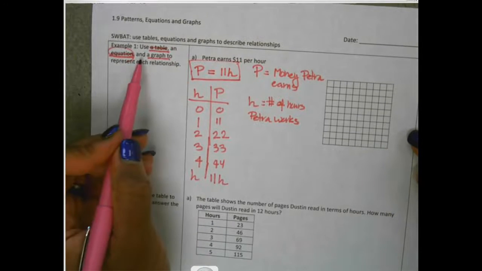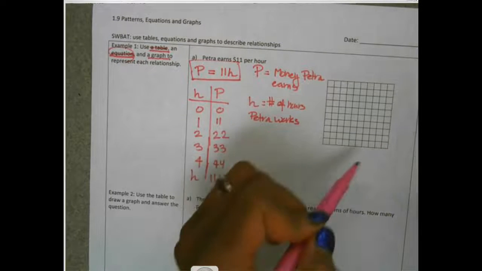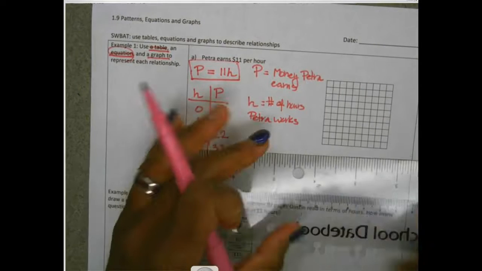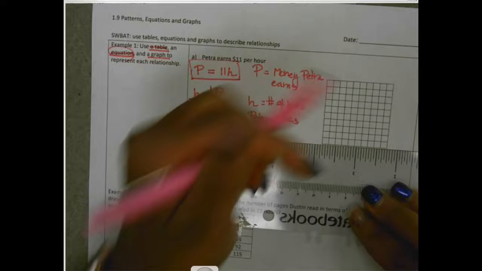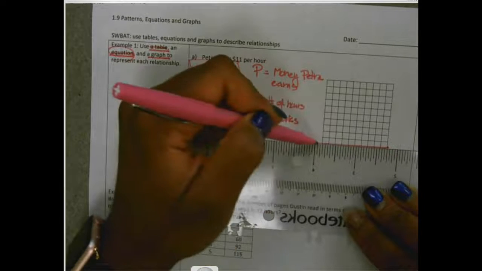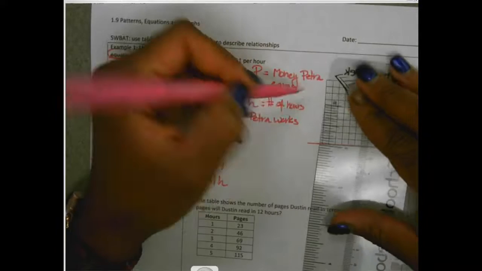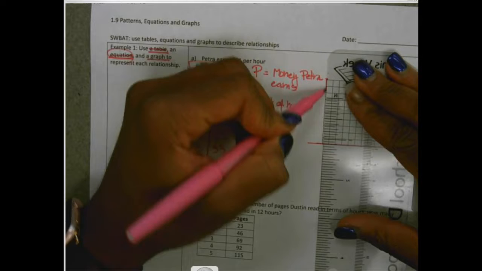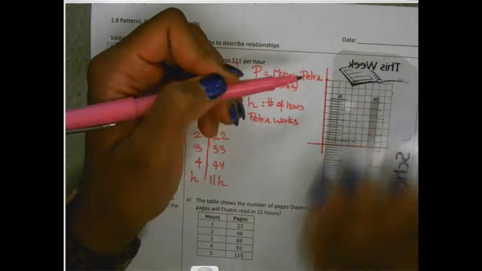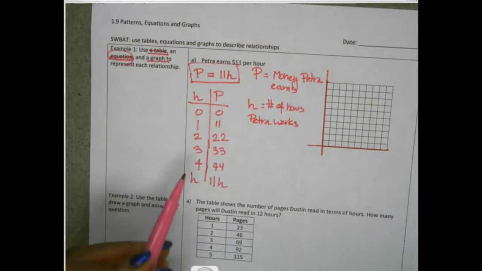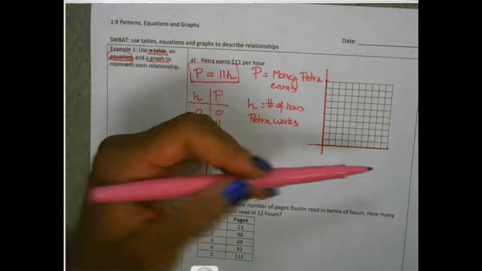Last thing we need to do is to graph this. So that's why we have this handy dandy graph. I like for all of my lines to be straight, and I'd like for you to also. So let's go ahead and make my horizontal axis and my vertical axis as well. Because there aren't any negative numbers, I just put it right on the edge of the line.